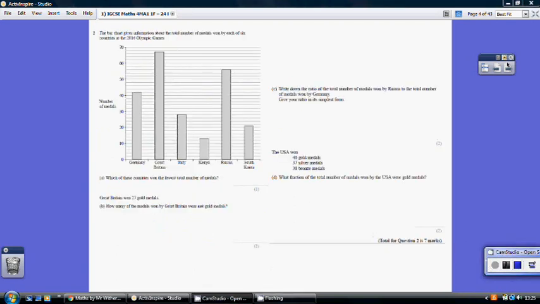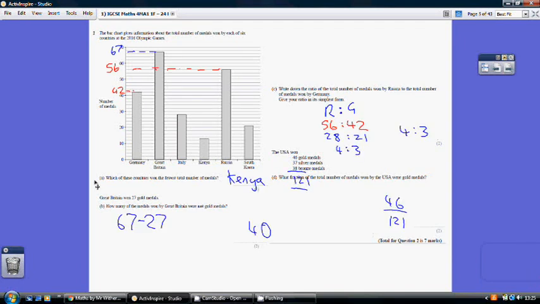Question 2. So, which of these countries won the fewest total number of medals? Well, you can see this is the smallest bar, so Kenya won the fewest number of medals.